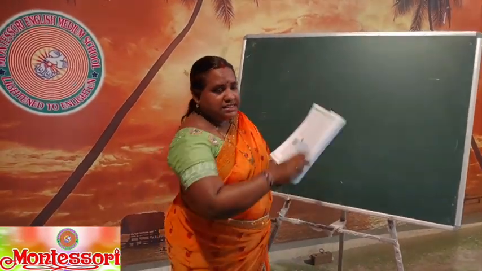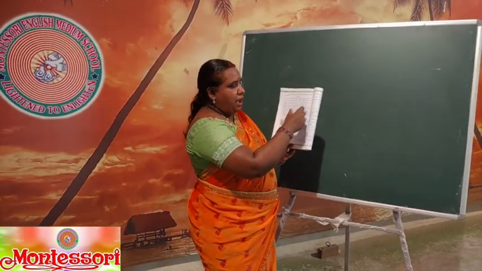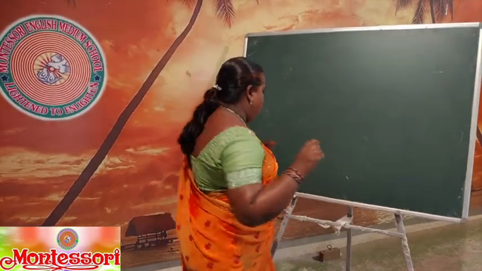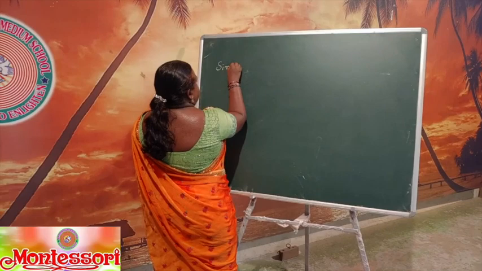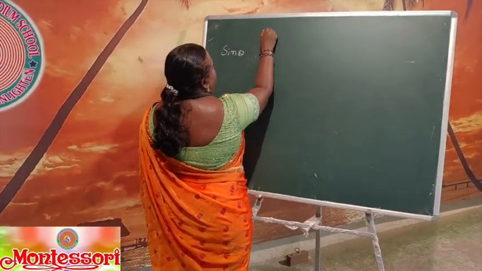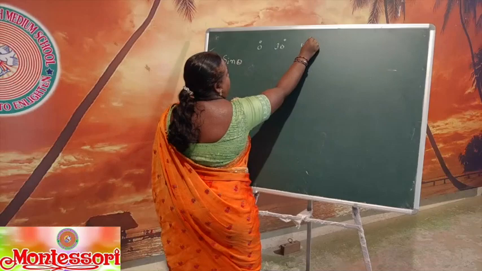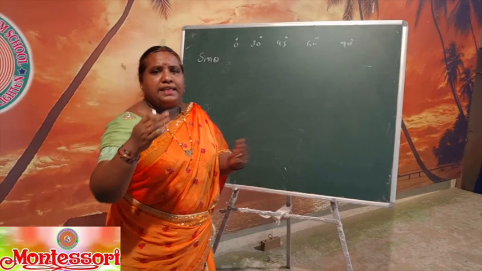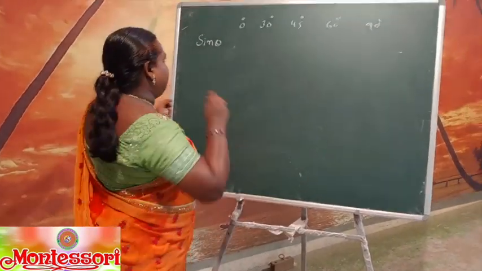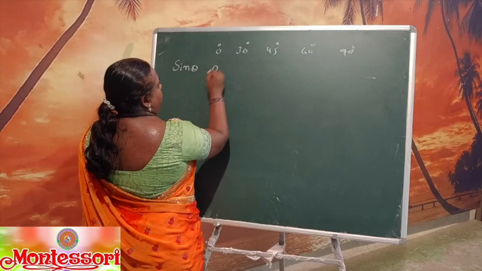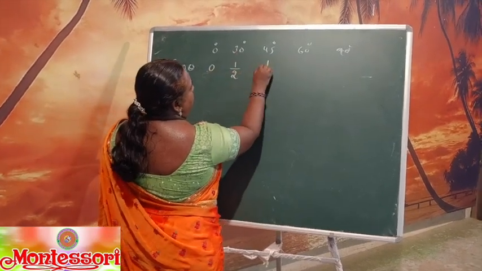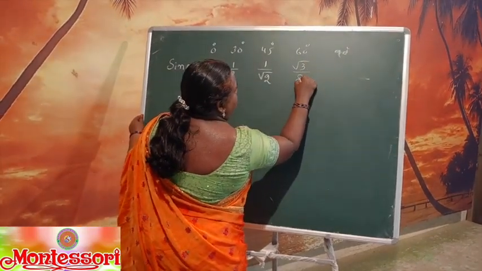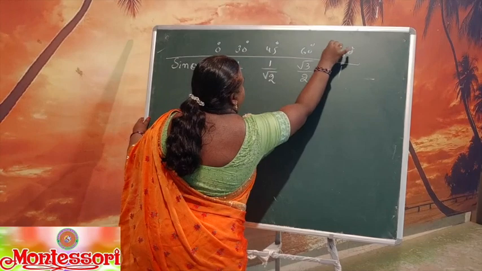Now, based on this we have to do some sums. So I'll give an easy technique. Some technique you have to follow to remember values. For example, sin theta: 0 degrees, 30 degrees, 45 degrees, 60 degrees and 90 degrees. This one line you remember. The remaining we can do automatically. For example, sin 0 is 0, sin 30 is half, sin 45 is 1 by root 2, sin 60 is root 3 by 2, and sin 90 is 1.